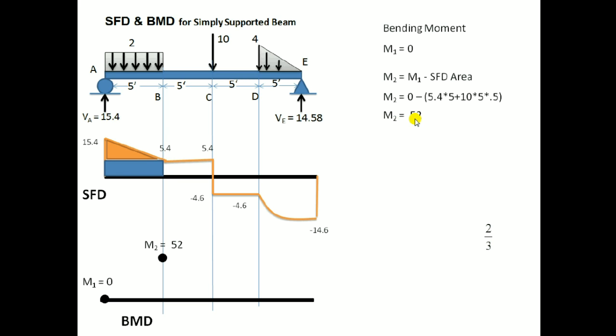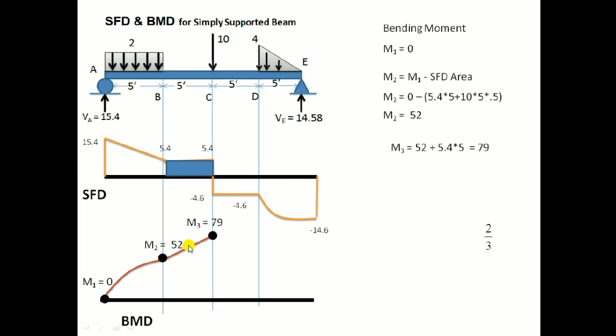And this is M2. How can we find out this M2? This is a curve, because here this is 0 degree curve, this is first degree curve, and this is second degree curve. The degree of the BMD diagram is higher than the degree of the SFD diagram, and the degree of the SFD diagram is 1 degree higher than the loading. This is the simple concept. And now M3 is equal to previous moment plus SFD area.